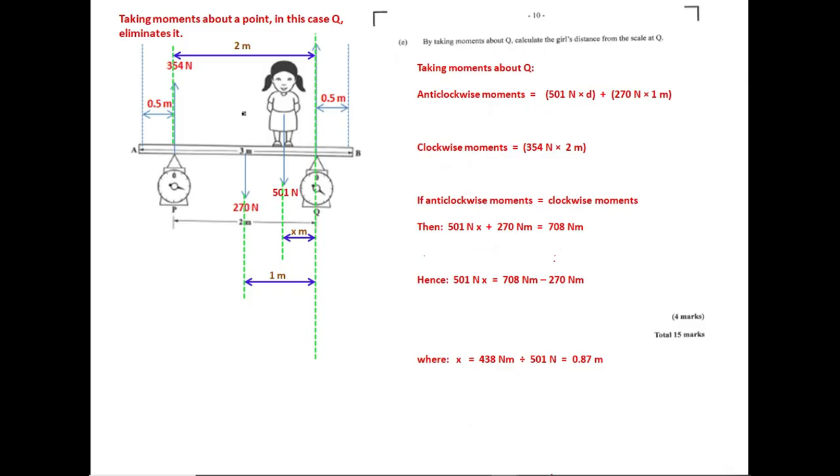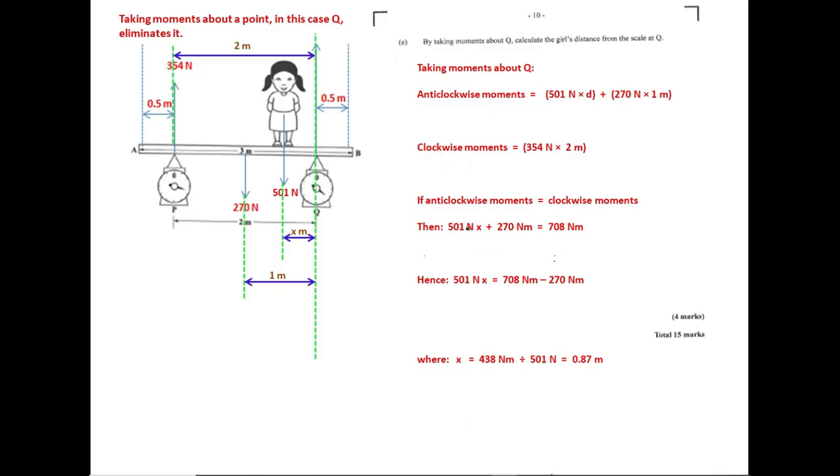And then for the clockwise moment, now we said 354 newtons times 2 meters. So we know that the point P was 2 meters away from point Q. Okay? And so we multiply it by 2 meters. Then we just equate the two.